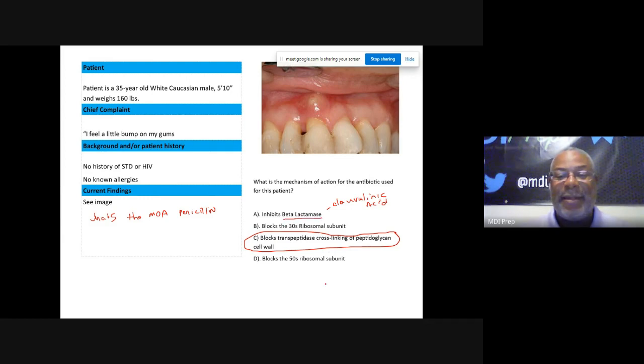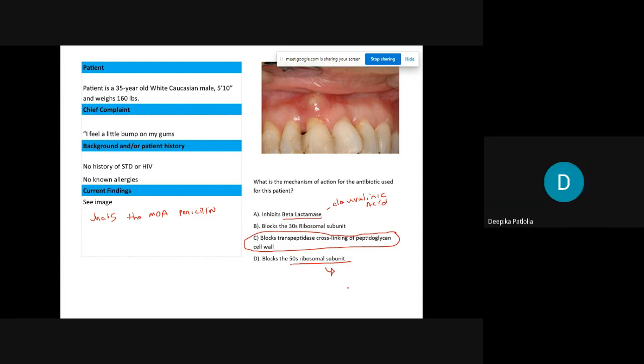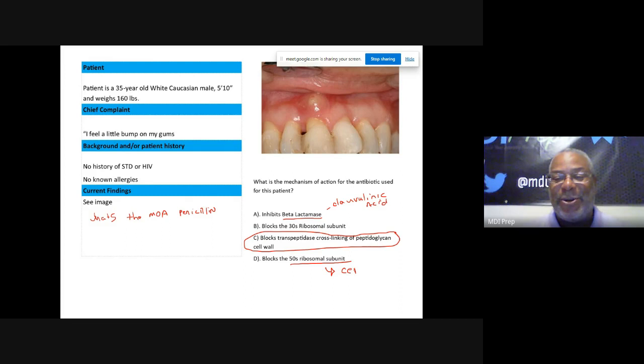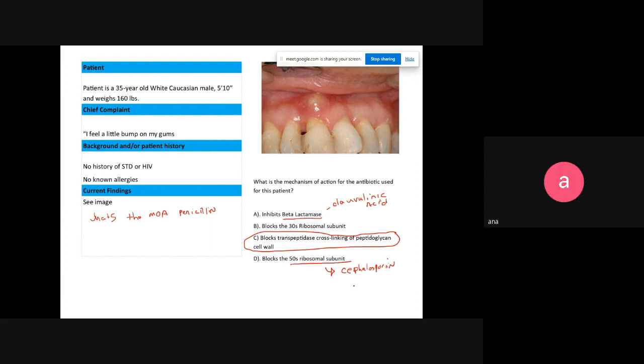That's true. What about this one right here? What blocks the 50S ribosomal subunit? Does anybody know a possible answer choice for that? Cephalosporins, a group of drugs. Very good. Are you sure it's a cephalosporin? If I write this, that doesn't mean it's correct. I just wrote it because you said it. Wouldn't it be for Bactrim, sulfanilamide?